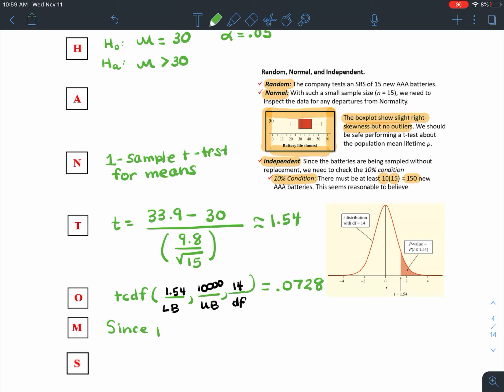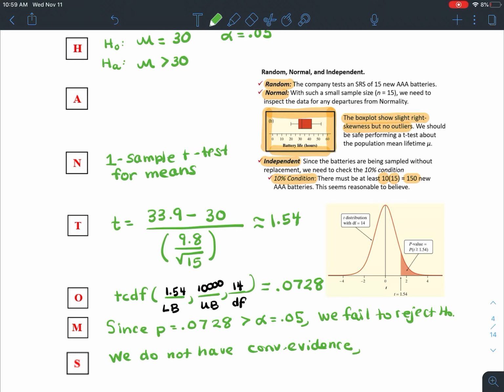Okay, all right, so I'm ready to make my decision then. I'm going to compare the p-value of 0.0728, which is greater than the alpha level of 0.05. So when it's greater, we fail to reject the null hypothesis. Okay, now our statement of conclusion here. That means that we do not have convincing evidence.